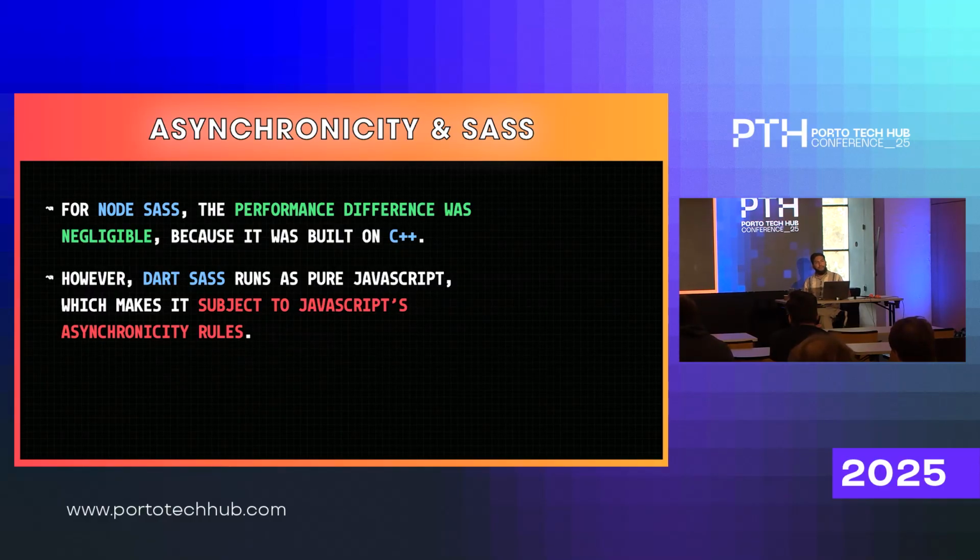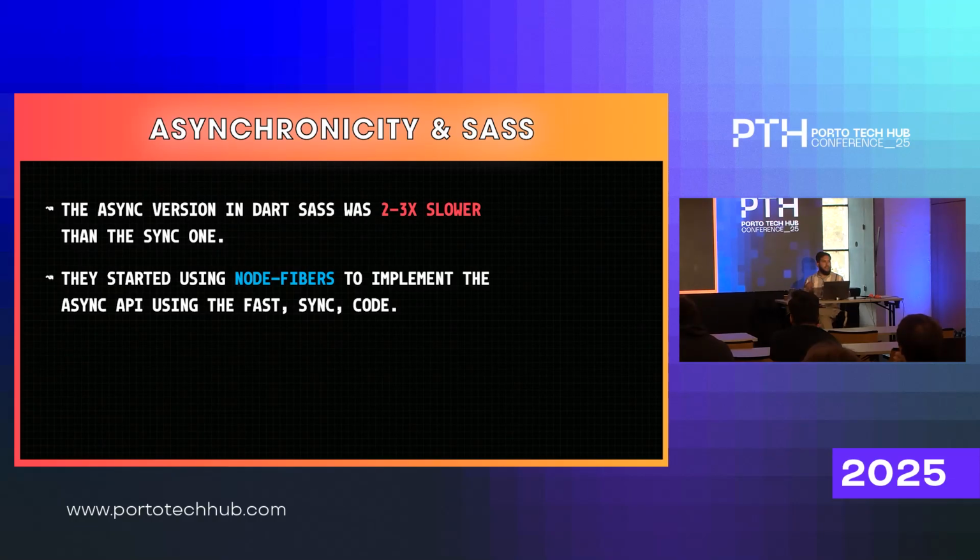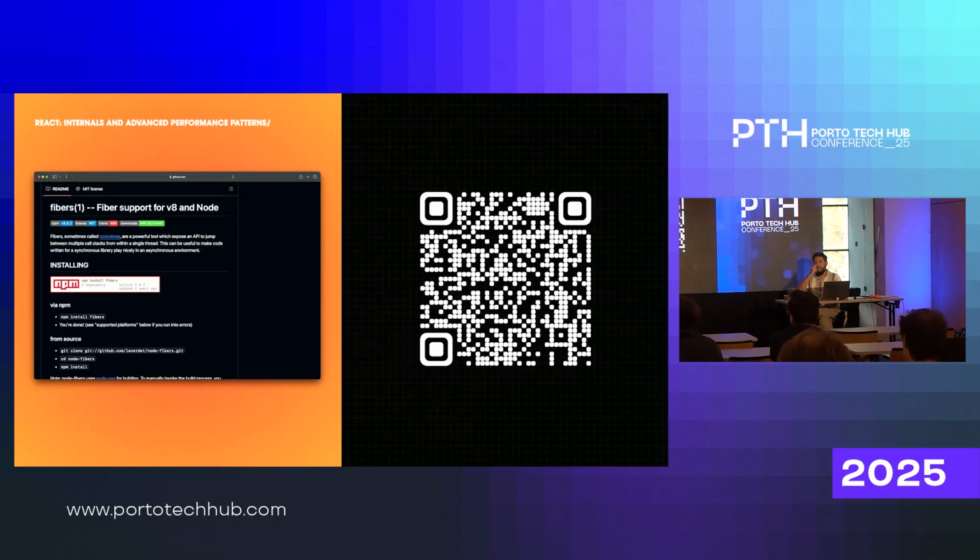However, another very, very popular implementation of Sass called Dart Sass, because it was running as pure JavaScript code, was subject to JavaScript asynchronicity implementation details. So what happened as an outcome at the time is that the async version was actually far slower than the sync one. And then they started using this package called Node Fibers, which was built on top of the concepts of fibers and coroutines, to implement the async API using the fast sync code. This is the Node Fibers repo.